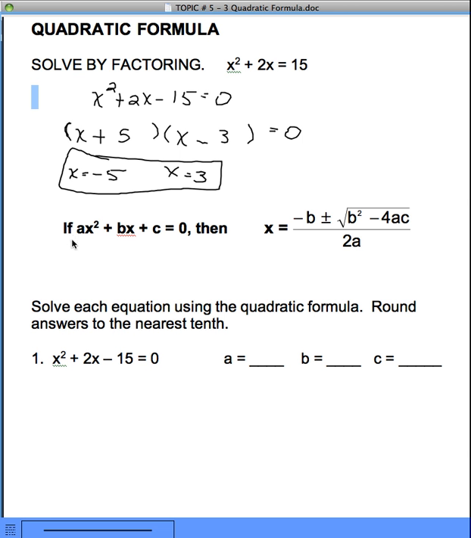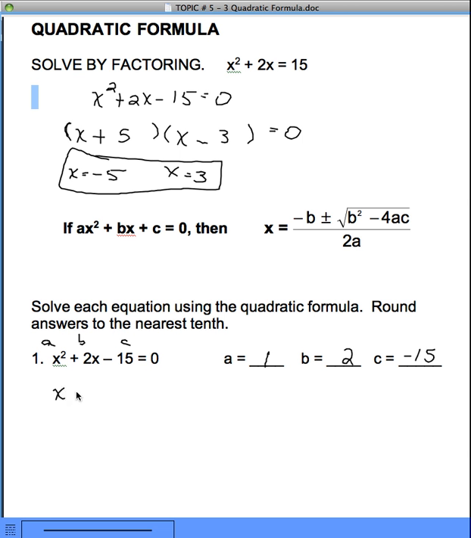And if you notice, you get your a, b, and c from where they're located in this standard form. A is in front of the x squared term, b is in front of the x, and c is the constant. So let's use the quadratic formula to solve this same equation. There's nothing in front of the x squared, so that means there's a 1. The a is 1. If you remember, a goes here, b here, and c here. So b is 2, and c is negative 15.